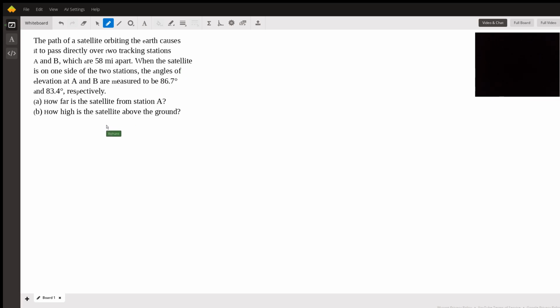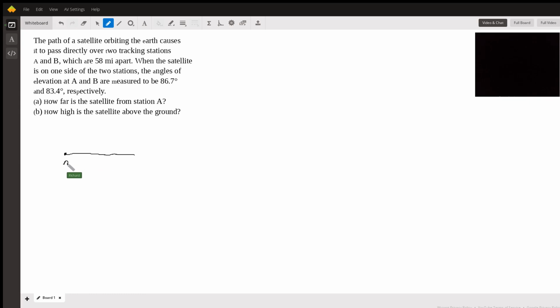This is using the law of sines, which is something that you learn in pre-calculus. Well, it's a word problem, so whenever you see a word problem, you're generally going to want to draw a diagram. So we're going to draw our diagram now. So we have 2 points on the ground.